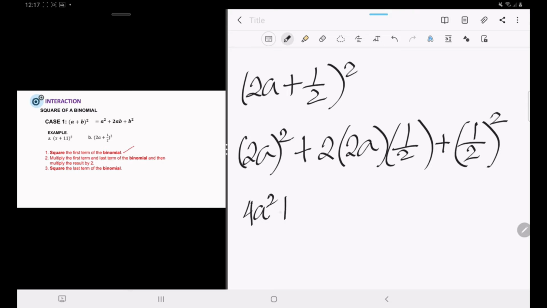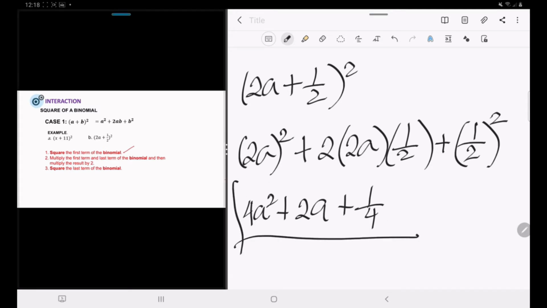And then simplify. 2a squared, or quantity 2a squared, is 4a squared. And then plus 2 times 2a times 1/2 is 2a. And then plus 1/2 squared is 1/4. So we have the product of the square of 2a plus 1/2 squared is 4a squared plus 2a plus 1/4.